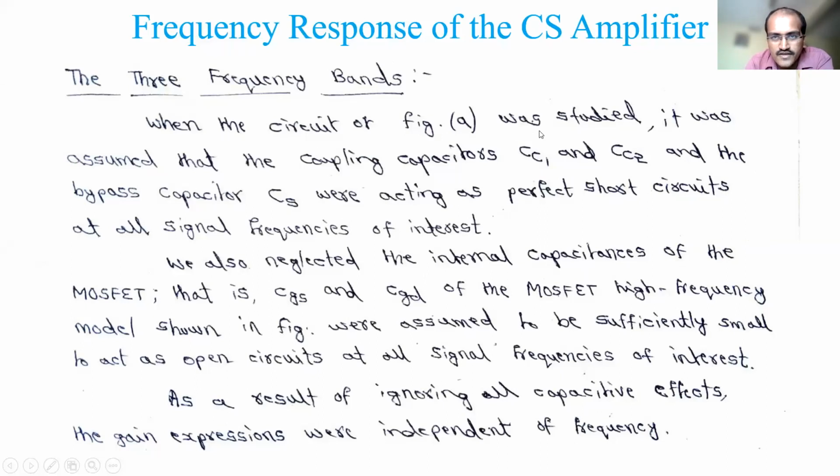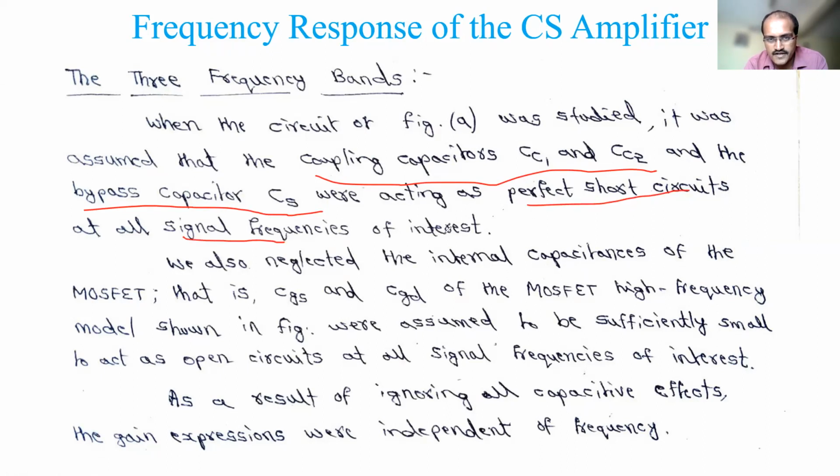So when the circuit of figure A was studied, it was assumed that the coupling capacitors, as I just mentioned, CC1 and CC2, and the bypass capacitor CS were acting as perfect short circuits at all signal frequencies of interest. So this is the term we have used every time in the analysis. Okay, and we also neglected the internal capacitances of the MOSFET. We discussed in the previous session that those are majorly CGS and CGD. So this also we didn't consider earlier.